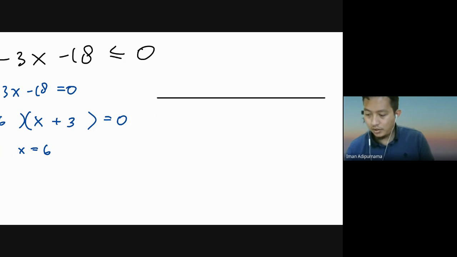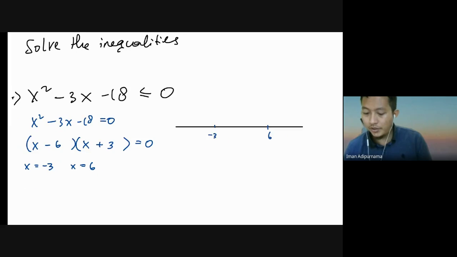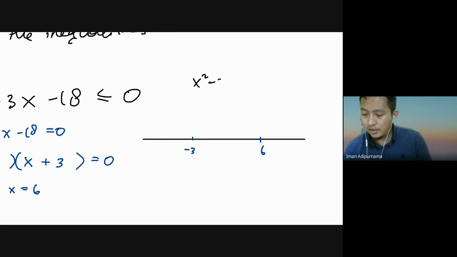So you put -3 and 6 maybe here. And then maybe think of some numbers in the middle, and then maybe below -3 or greater than 6, and then put them into the equation. And your goal is to make this less than or equal to 0. So you need to find out which interval is positive and which interval is negative, okay?